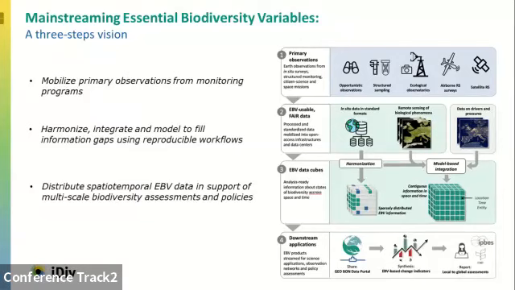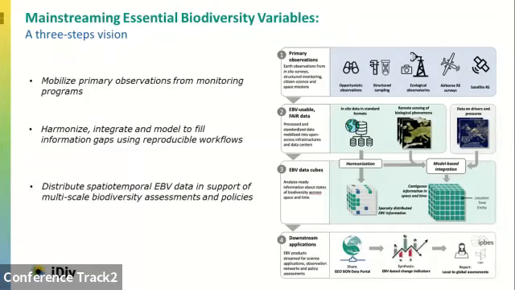I'm showing this here as a 3-step vision in the building of essential biodiversity variables. The first step is to mobilize primary observations for monitoring programs. This is something that all of you are familiar with, of course, because this is the scope of many of the standards that are discussed in the biodiversity community. Second, harmonize, integrate, and model those observations in order to fill gaps, for example spatial gaps and temporal gaps, and also try to deal with some of the biases that we usually find in those observations.